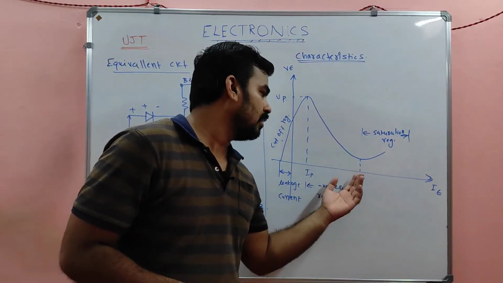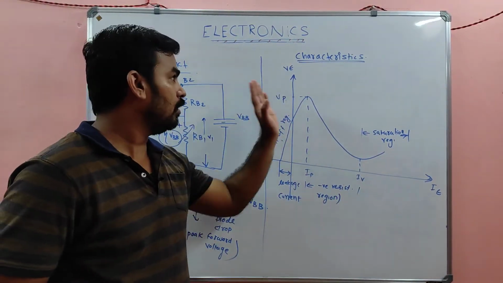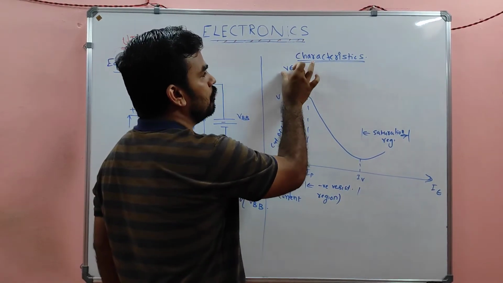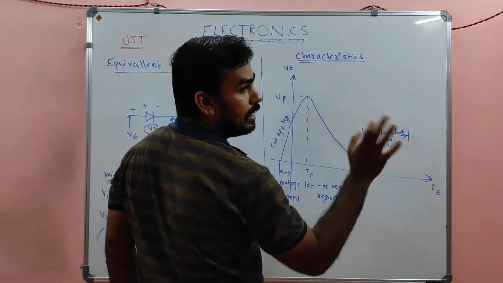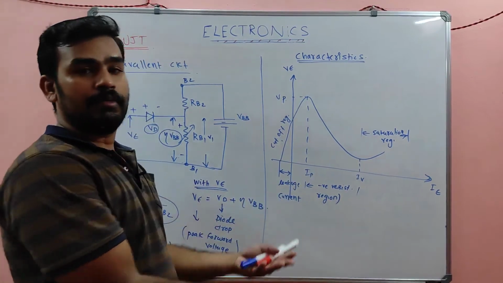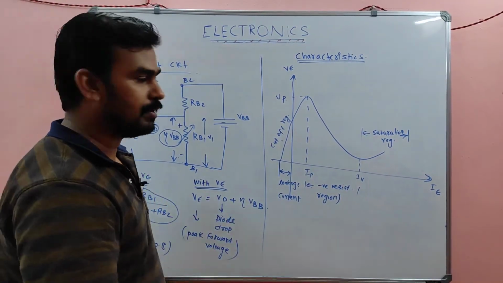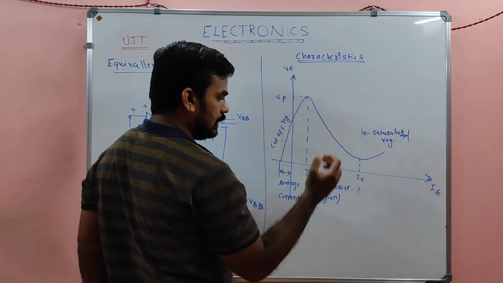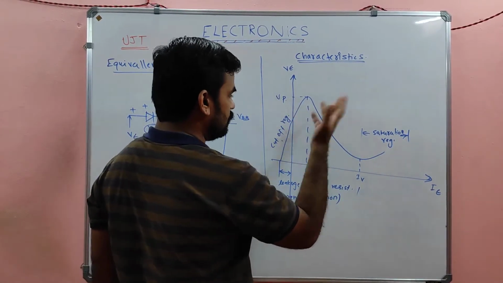So these are the characteristics of a UJT. It is nothing but the graph between V and I: V is the applied voltage across the emitter region, and I is the emitter current. The region is classified into three, my dears: cutoff region, negative resistance region, and positive resistance region.